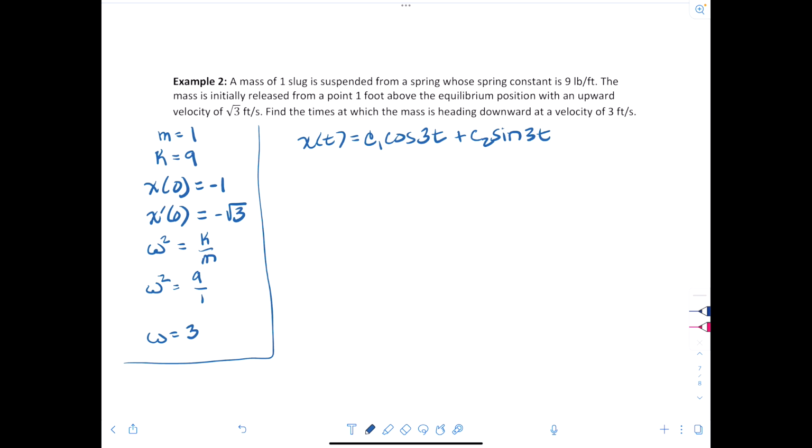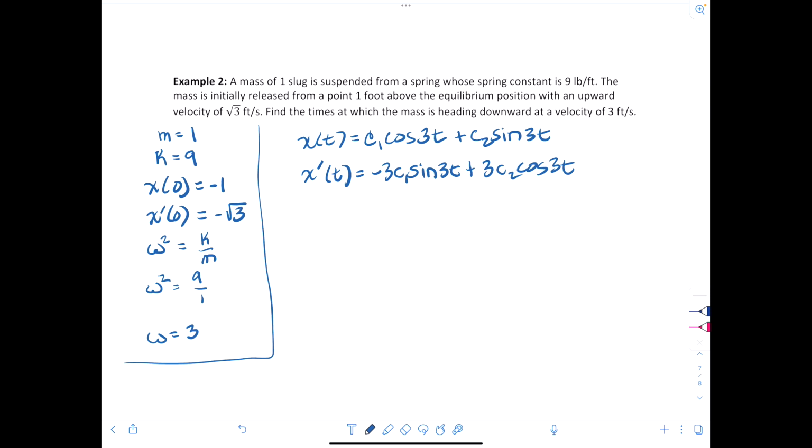And now we're going to need x prime at t, right? So x prime at t is going to be negative 3c1 sine at 3t, using that, sorry, not power rule, the chain rule, and then plus 3c2 cosine at 3t.